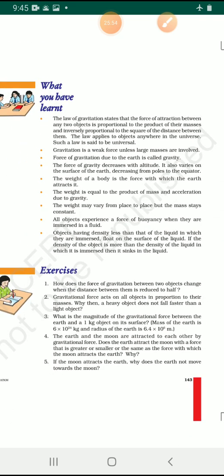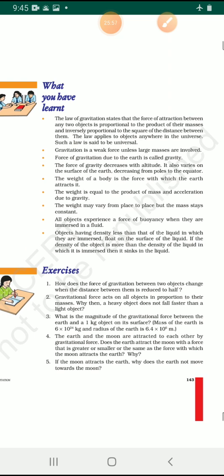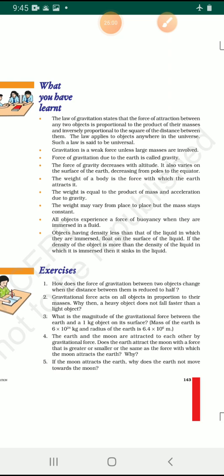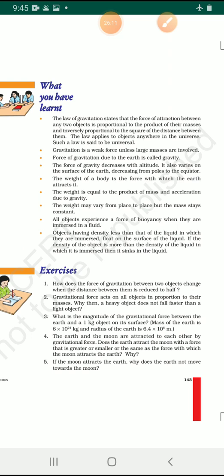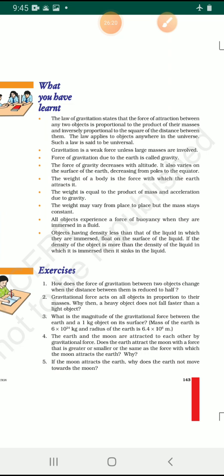So we have discussed in the previous classes that the more the mass, the more the gravity, with the example of our earth and moon, the natural satellite, and the sun and other planets. All the 8 planets and other celestial bodies revolve around the sun only because of the intense gravitational force, because of the huge mass of the sun. The force of gravitation due to the earth is called gravity, right? The force of gravity decreases with altitude. It varies over the surface of the earth, that we have discussed.